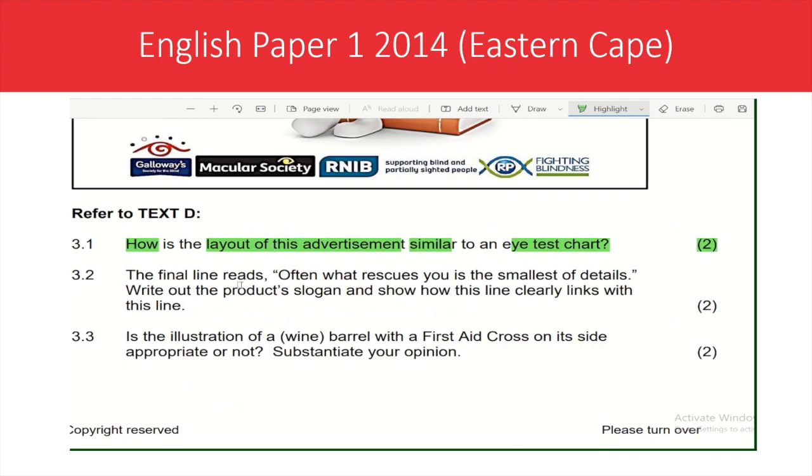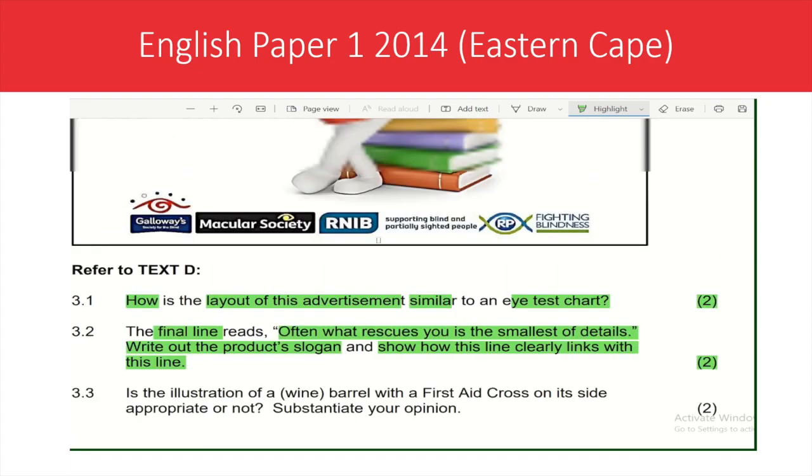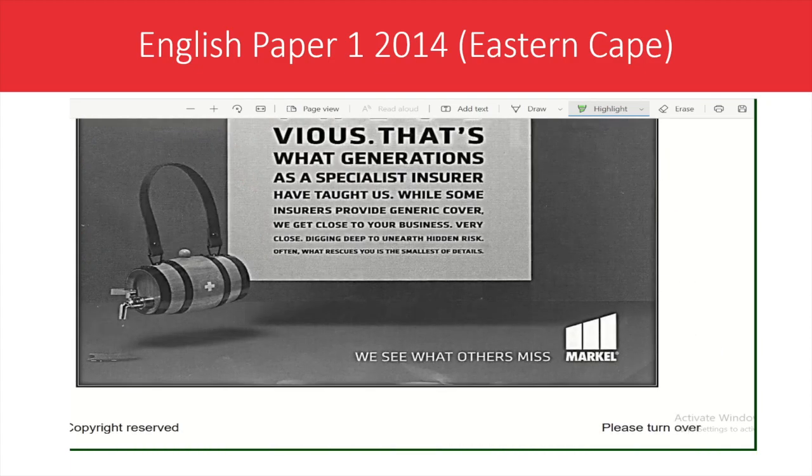The final line reads, often what rescues you is the smallest of details. Write out the product slogan and show how this clearly links with this line. We must understand, go look for it. Often what rescues you is the smallest of details. It asks you to write out the product slogan and show how this clearly links with this line for 2 marks over here. So let's go have a look at the last line.